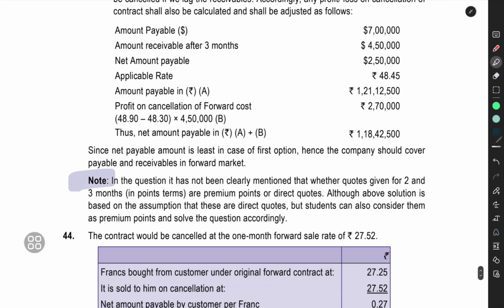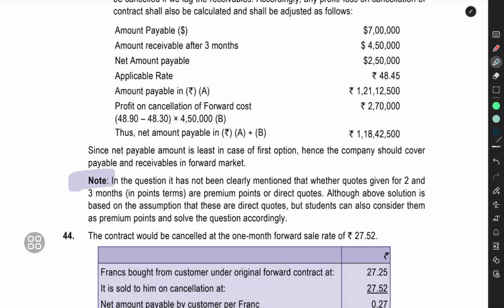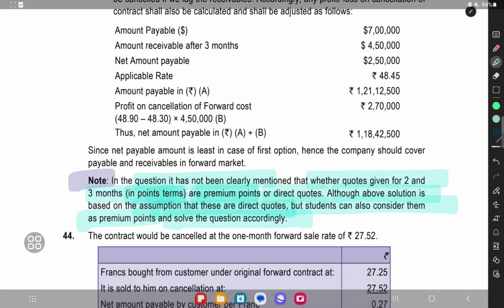See, they've given a note as well. They said that in the question it has not been clearly mentioned whether the quotes given for 2 and 3 months in point terms are premium points or direct quotes. No, they've clearly said, if it's in point terms, it means that they are premium points and not quotes. But according to them, there is a confusion here. And although the above solution is based on the assumption that these are direct quotes, the students can also consider them as premium points and solve accordingly. So we have solved accordingly only. So our solution is correct.